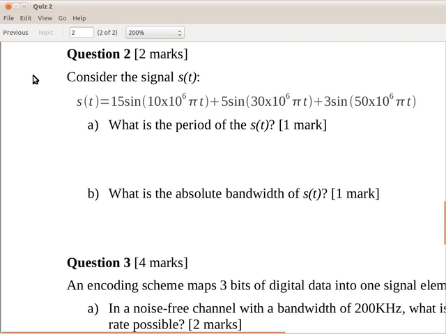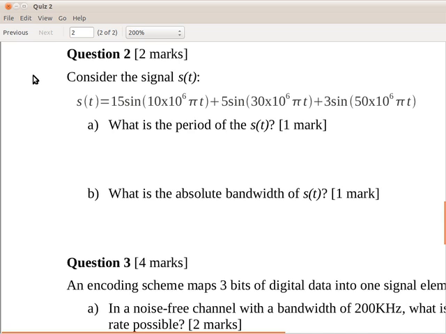Component 2, 15 megahertz. And 3, 25 megahertz. 50 million divided by 2 gives us 25 million, 25 megahertz. They are the frequencies of our 3 components. So, what's the bandwidth? 25 minus 5. It's the maximum minus the minimum. We're ranging from 5 up to 25. We occupy a bandwidth of 20 megahertz. 25 minus 5. So that's part B, easy.